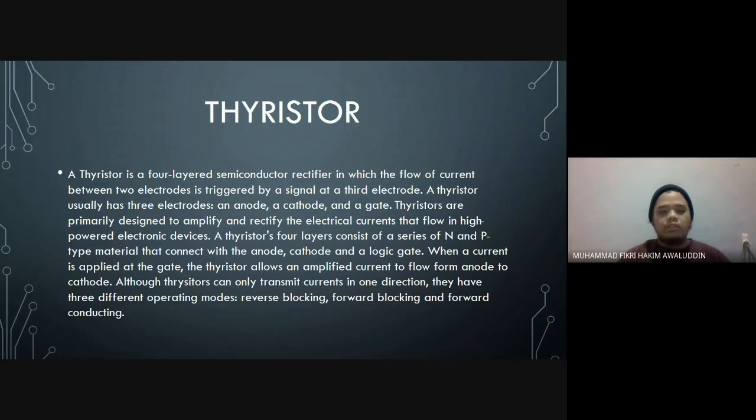A transistor of four layers consists of series of N and P type material that connect with the anode, cathode, and the logic gate. When a current is applied, the transistor allows amplified current to flow from anode to cathode. Although transistors can only transmit current in one direction, they have 3 different operating modes: reverse blocking, forward blocking, and forward conducting.